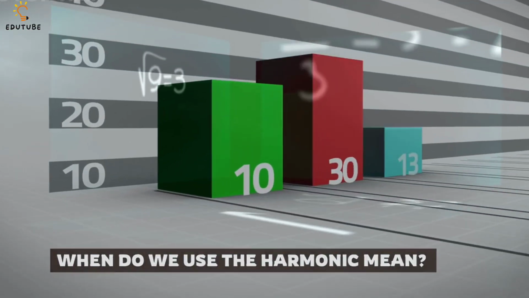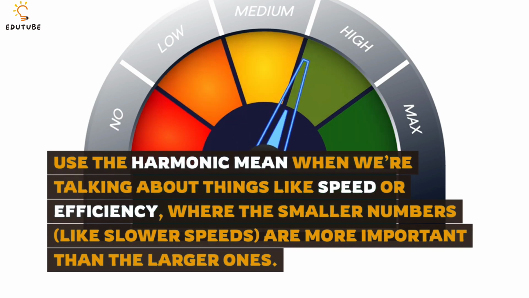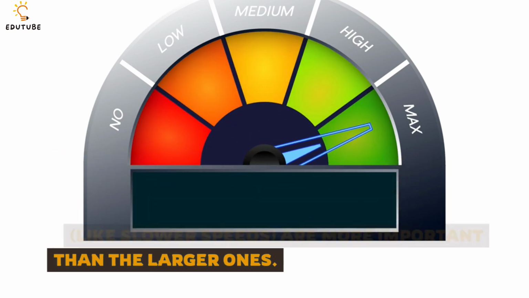When do we use the harmonic mean? Use the harmonic mean when we're talking about things like speed or efficiency, where the smaller numbers, like slower speeds, are more important than the larger ones.